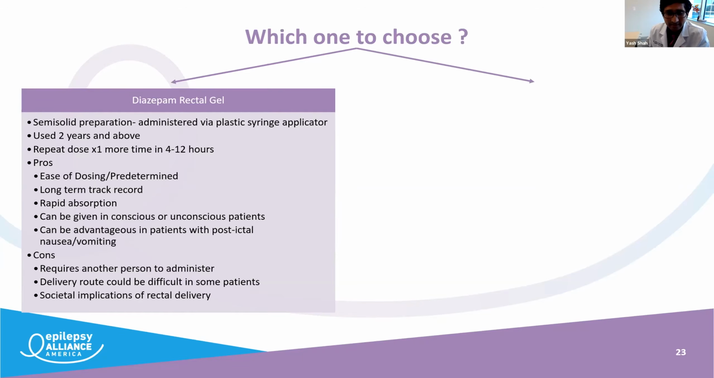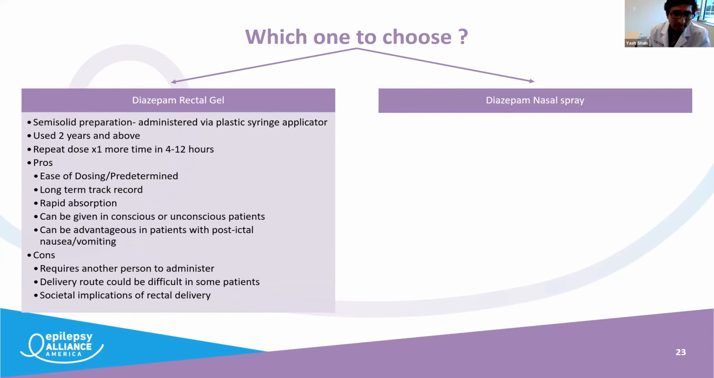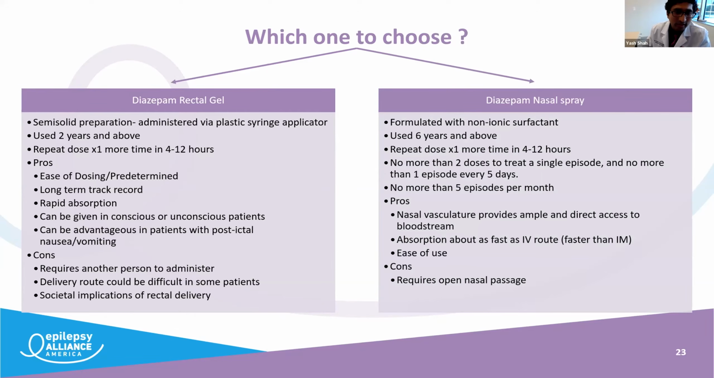Let's discuss the next option, which is diazepam nasal spray. Again, it's formulated with a non-ionic surfactant. It can be used in patients 6 years and above. It can be repeated one more time in 4 to 12 hours, same as rectal diazepam. And it has all the advantages that diazepam rectal gel has. To add to it, nasal vasculature provides ample and direct access to the bloodstream, so it's slightly faster, and absorption is about as fast as the intravenous route. And it's very easy to use, so that's the biggest advantage.